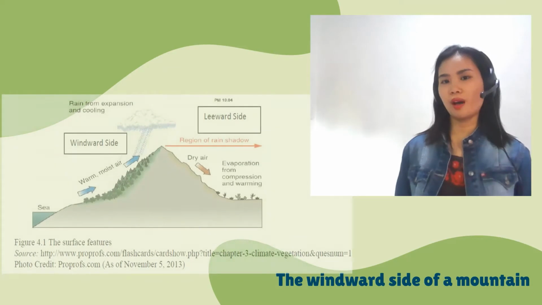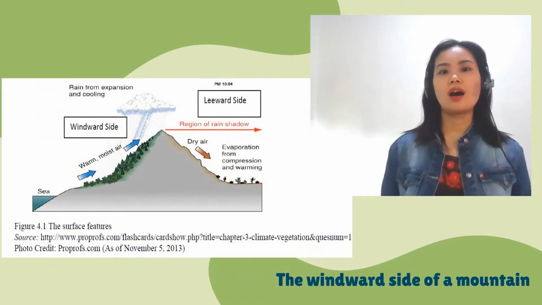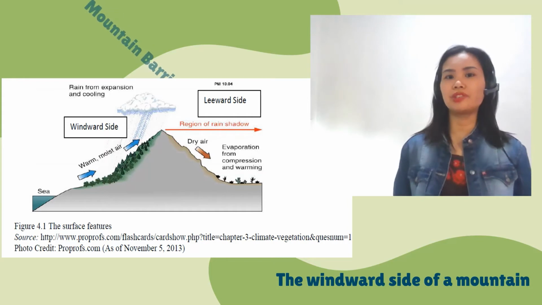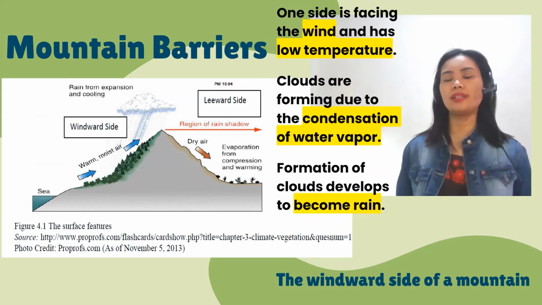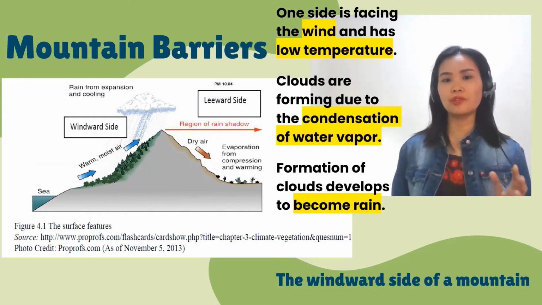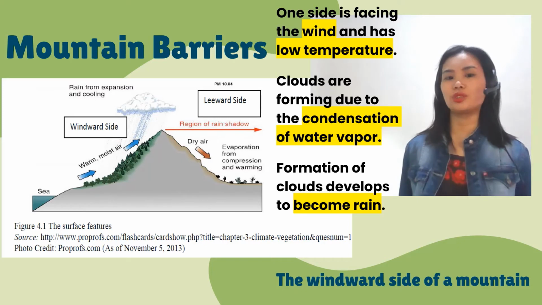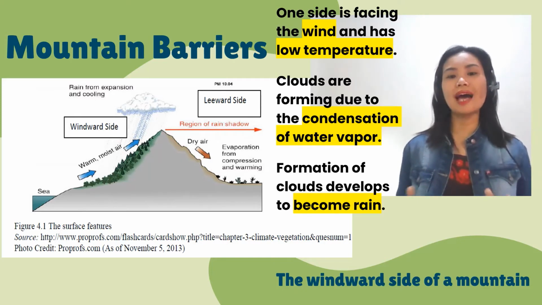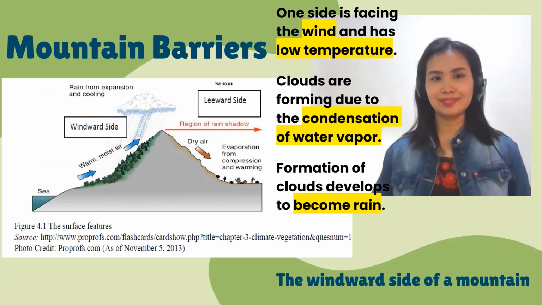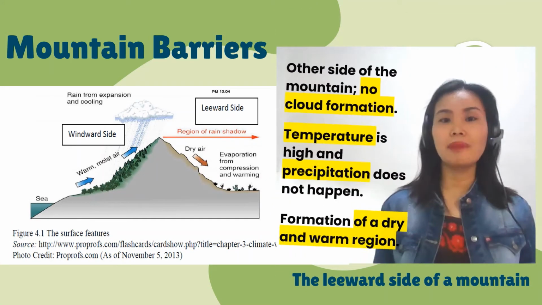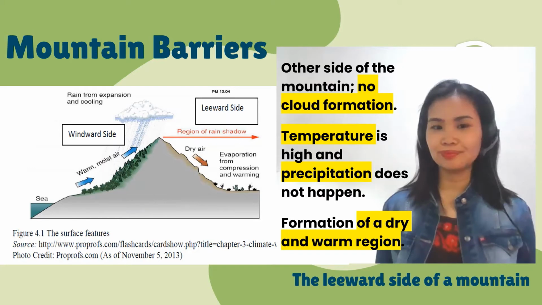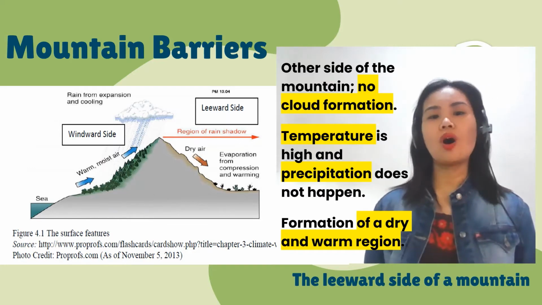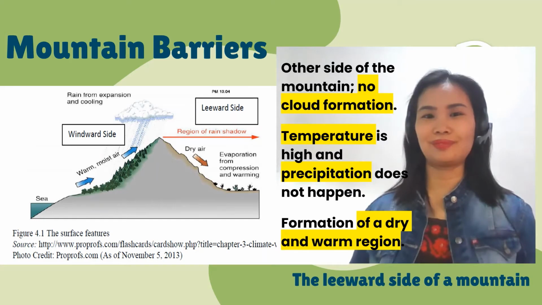Mountain is an example of topographical features of the land. As you notice, the picture shows the 2 sides of the mountain. One side is facing the wind and has low temperature. Clouds are forming here due to the condensation of water vapor. This formation of clouds develops to become rain. On the other side of the mountain, there is no cloud formation. The temperature is high and precipitation does not happen. This results in the formation of a dry and warm region.